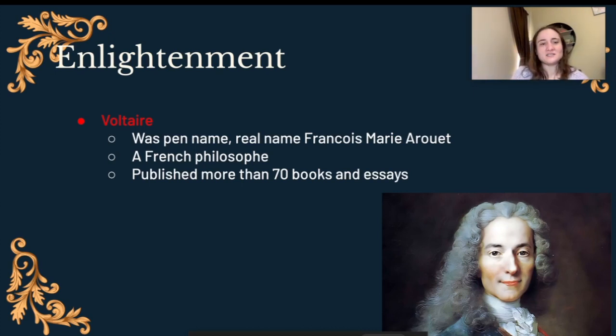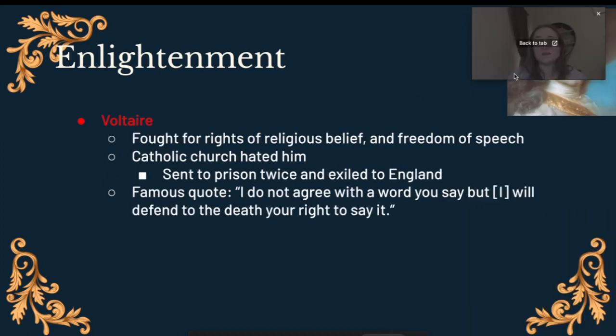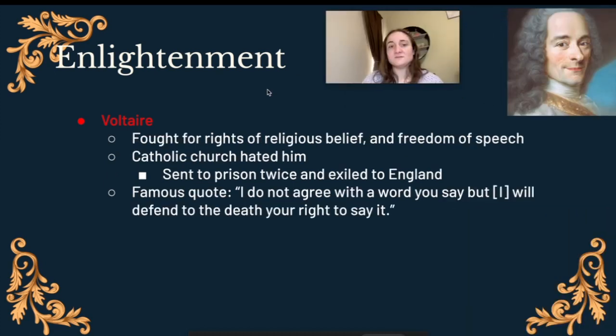So he was a French philosopher and he published more than 70 books and essays. Like this guy was busy. So he fought for the rights of religious belief and the freedom of speech. And the Catholic Church really, really, really hated him. He was actually sent to prison twice because of the things he was saying. And he was also exiled to England.